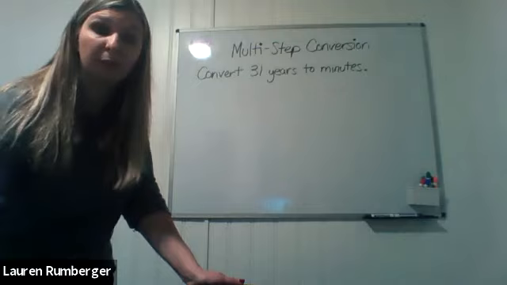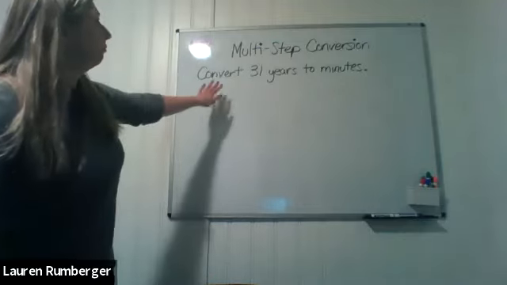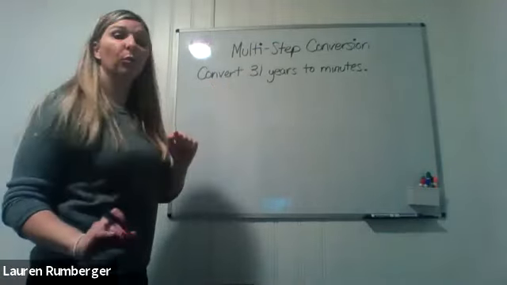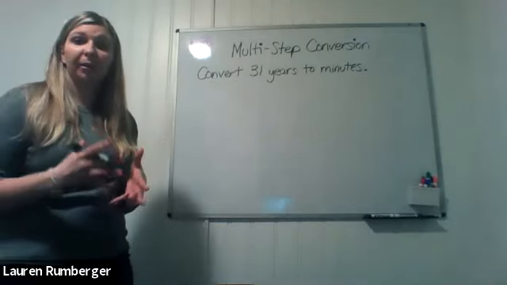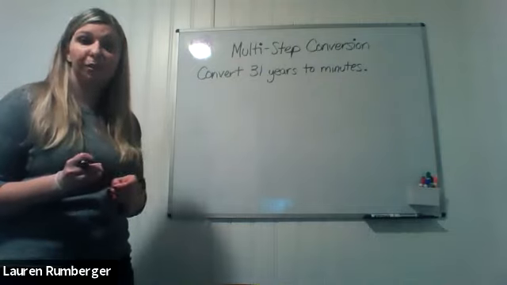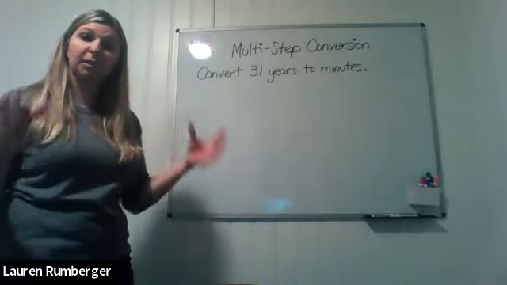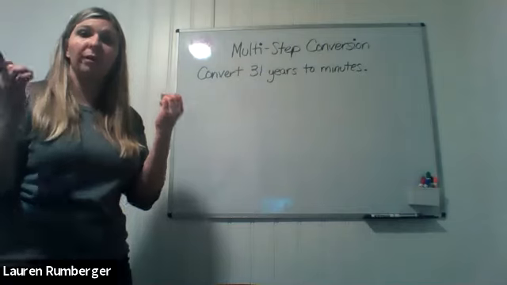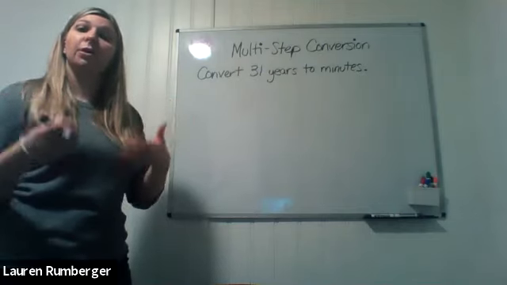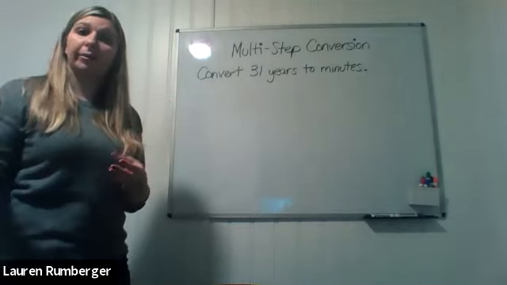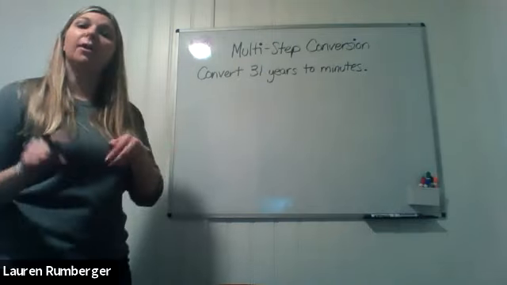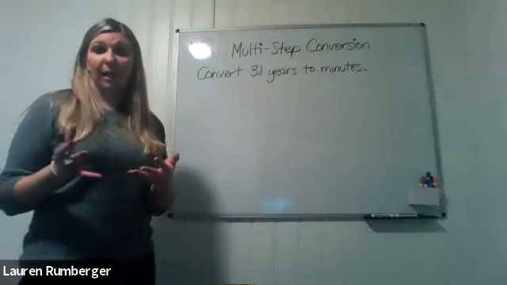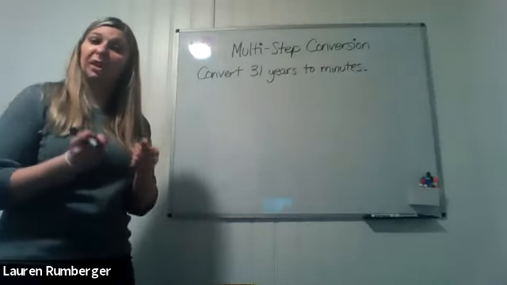This next problem is going to represent a multi-step conversion. In this problem, we're going to convert 31 years to minutes. So we cannot readily recall how many minutes are in a year in order to directly relate those two units. So when you do not have something that is readily converted in one step, it's going to take more than one step. So let's think about what we know.